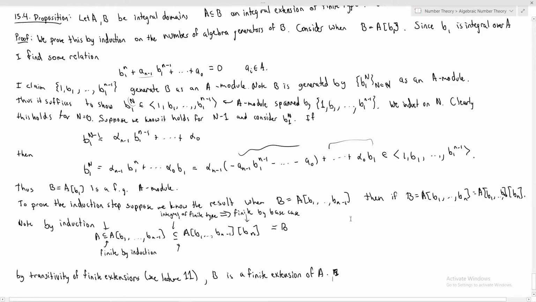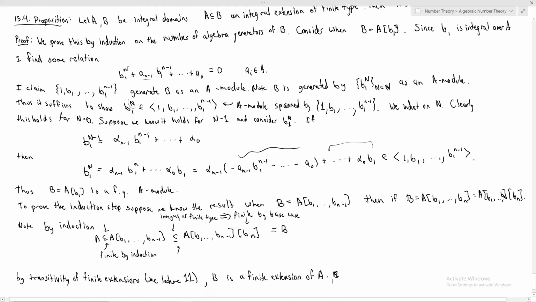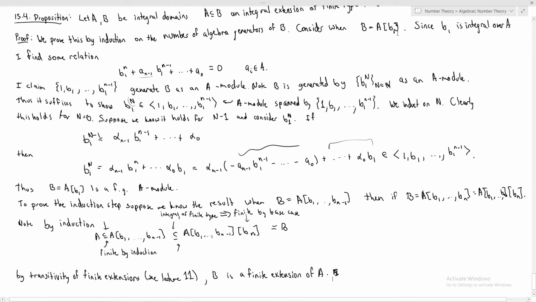So let's do a brief recap of this proof of proposition 15.4. The proposition says if I have an integral extension of finite type, it's actually just a finite extension of rings. The way you prove this is first consider the case when you just have one generator as an algebra. Then you use your polynomial relation to essentially reduce the power of b sub 1.